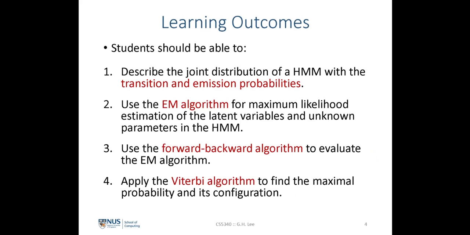today's lecture. Hopefully, by the end of today's lecture, you should be able to describe the joint distribution of a hidden Markov model with what we call the transition and emission probabilities. And then we'll look at how to use the EM algorithm to do maximum likelihood estimation of the latent variable and unknown parameters in the HMM. Next, we will look at how to use the forward-backward algorithm to evaluate the EM algorithm. And finally, we'll apply the Viterbi algorithm to find the maximal probability and its configuration on the hidden Markov model.